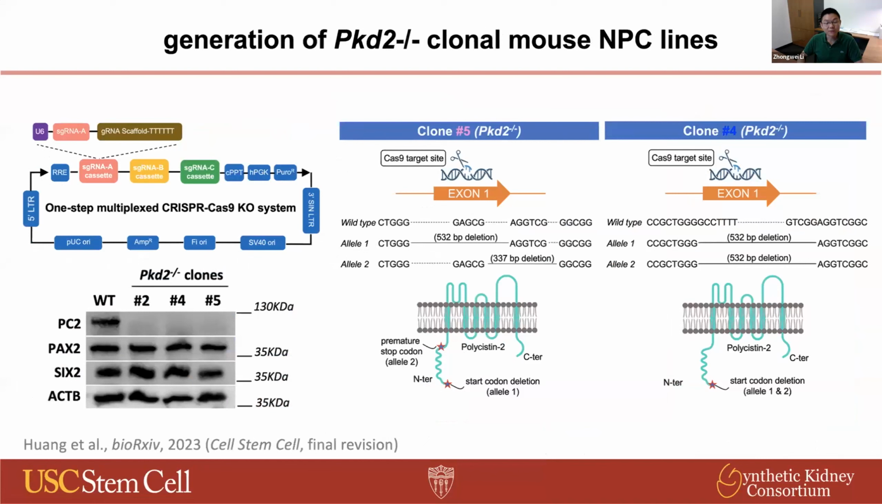So inspired by Dr. Benjamin Freedman's pioneering work in human stem cell-derived PKD organoid systems, we wondered if we could also use our MPC-derived nephron organoids to mimic PKD. Towards that goal, we used a one-step, highly efficient multiplexed CRISPR-Cas9 knockout system to generate PKD2 mutants. We selected two of the individual clones that have double PKD2 knockout for further studies.